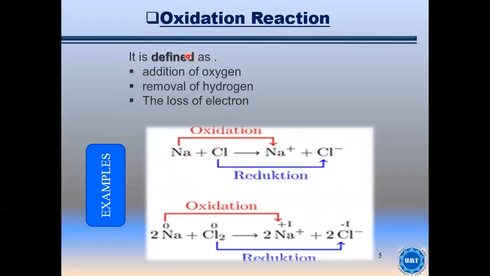Oxidation reaction is defined as the addition of oxygen, removal of hydrogen, and the loss of electrons. So this is elemental sodium, and it is converted into a cation because it loses one electron. So oxidation occurs here. As we know, the oxidation number of an element in the free state is 0. As it loses one electron, there is a +1 charge on the sodium cation.